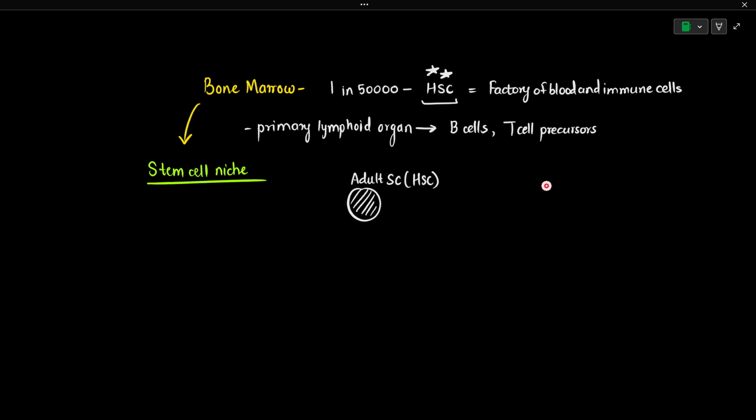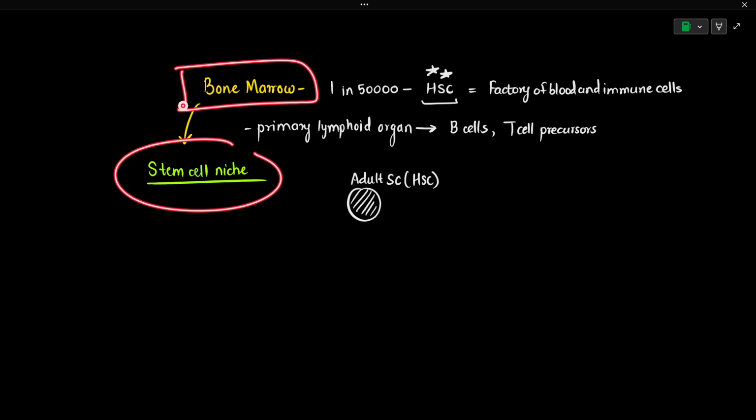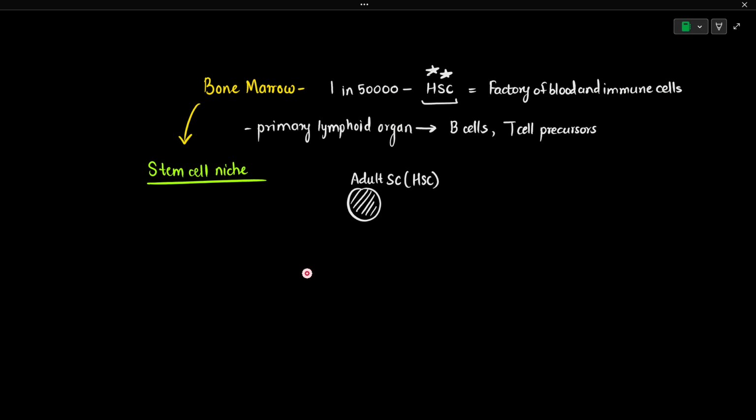We are still developing our understanding about the stem cell niches found in the bone marrow. A lot of studies are still ongoing, but whatever evidence we have suggests that there are two particular stem cell niches present in the bone marrow at different sites.